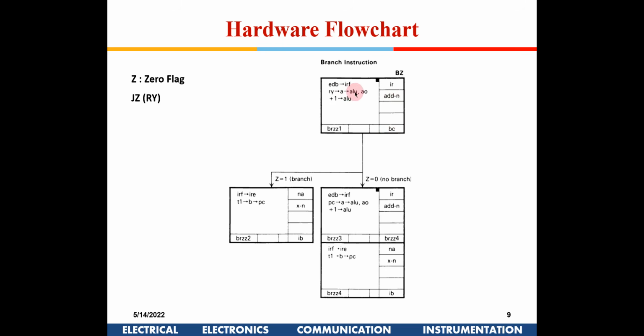Here I am doing an add operation. I am increasing the count of the PC. I am not interested in the flag, so I have just written IR add out -n, and IR because I am fetching the instruction. Now if Z is equal to 1, since I have already fetched the new instruction, I am going to put it into IRE. T1 has got whatever was the value of RY +1, so that is to be loaded into the PC.